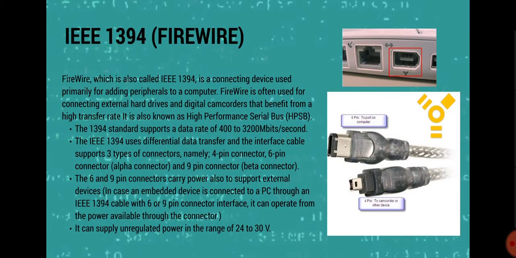Let's now look into FireWire, that is the IEEE 1394 standard. FireWire, which is also called IEEE 1394, is a connecting device used primarily for adding peripherals to a computer. FireWire is often used for connecting external hard drives and digital camcorders that benefit from high transfer rate. It is also known as high performance serial bus. The 1394 standard supports a data rate of 400 to 3200 Mbps.